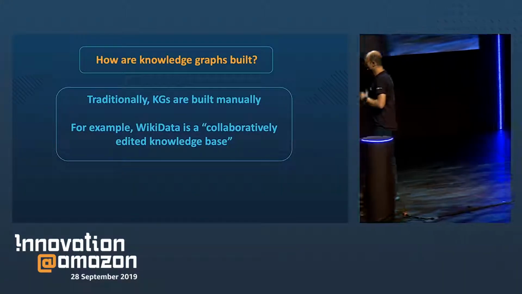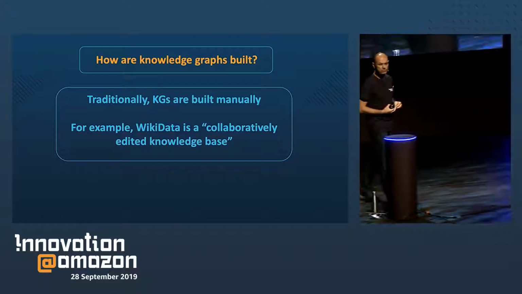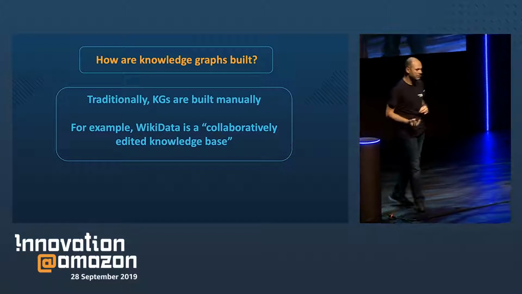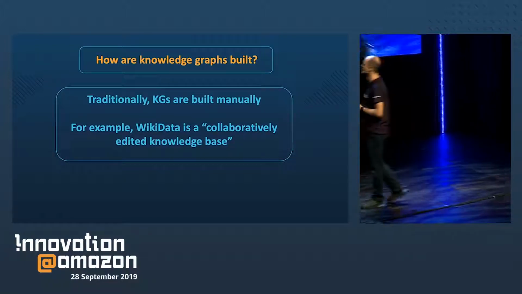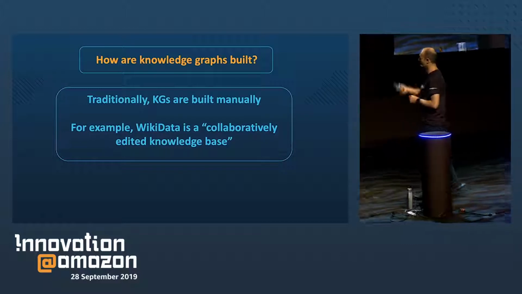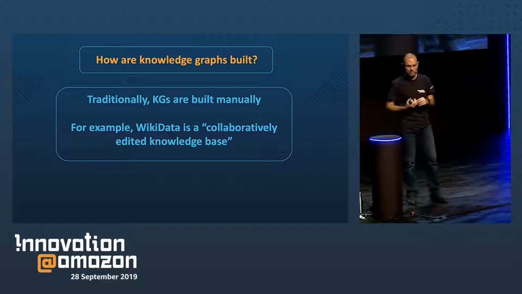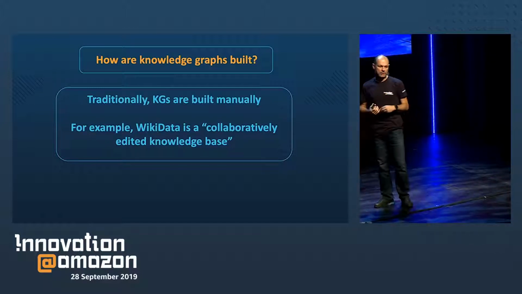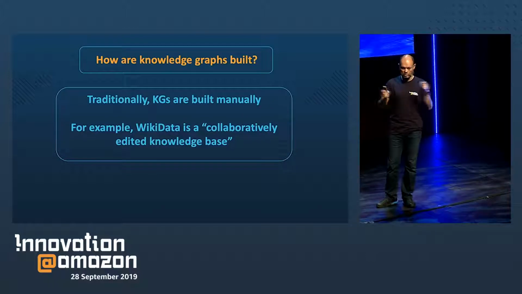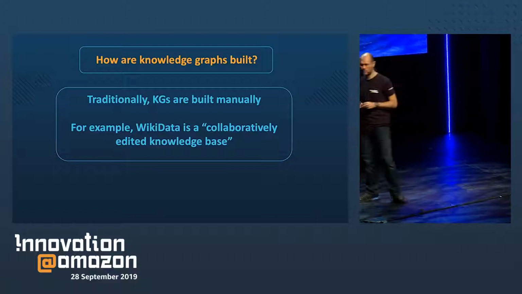So the question is how these knowledge graphs are built, how we can actually build one of these. Traditionally, knowledge graphs are built manually, through great effort. For example, Wikidata that I mentioned is a collaboratively edited knowledge base. There are actually humans who go in there and write about these entities and describe what kind of relationships they have, etc.